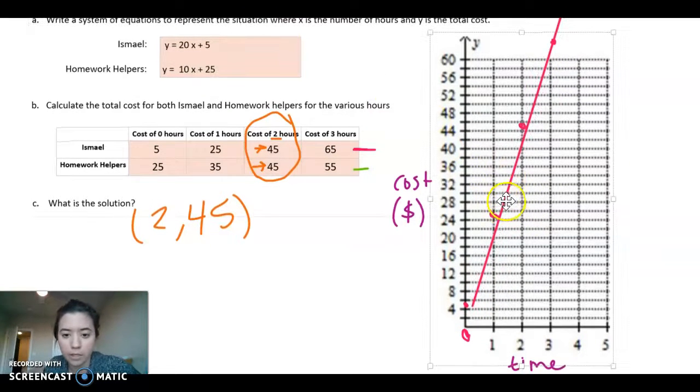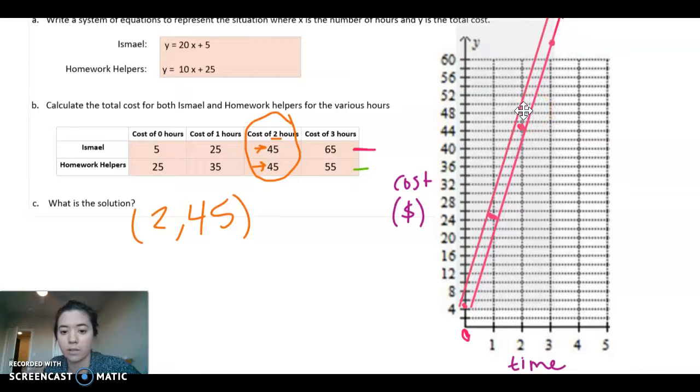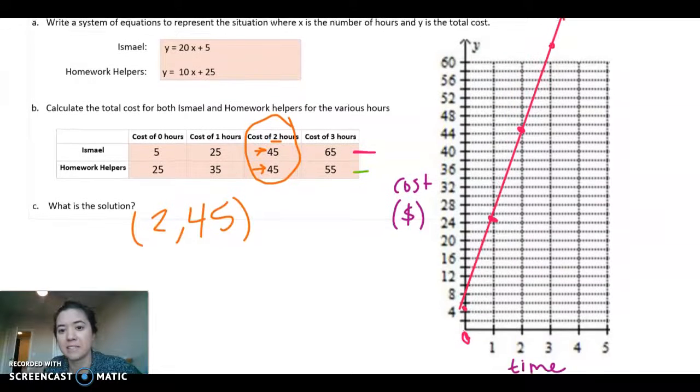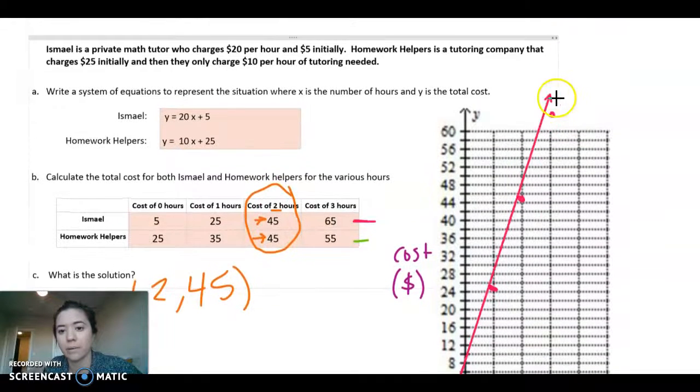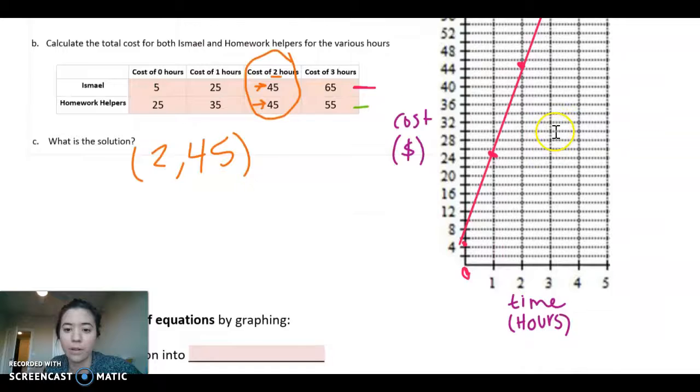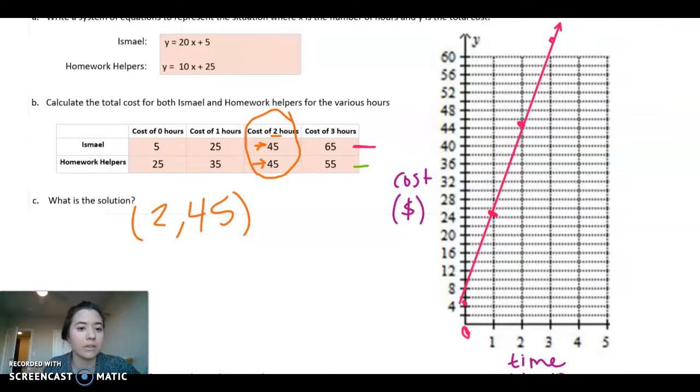Let me try to move that line a little bit closer over the top here. Ooh, come on. Maybe I can't. Oh, wait. Okay, that was a little bit better. Okay, that's slightly better. So there's Ishmael.